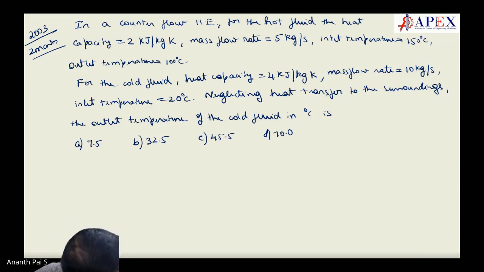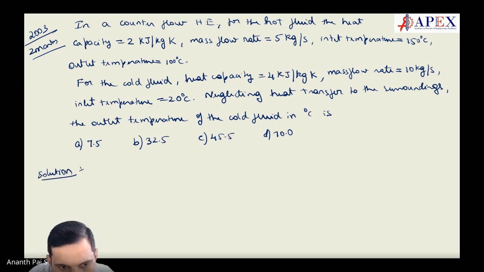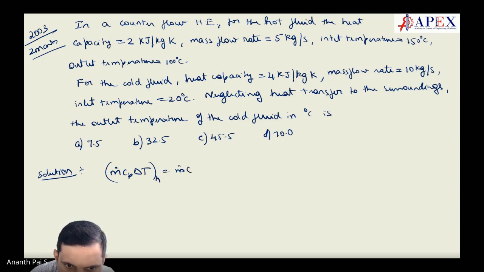Counter flow, cross flow also, we need not. MCP delta T. That's it. MCP delta T for the solution is like this. Solution is: m dot Cp delta T for the hot fluid is equal to m dot Cp delta T for the cold. What is that?